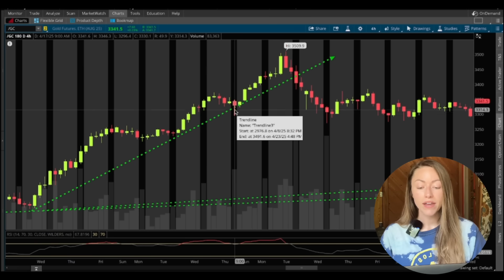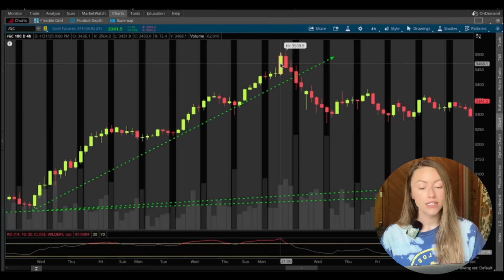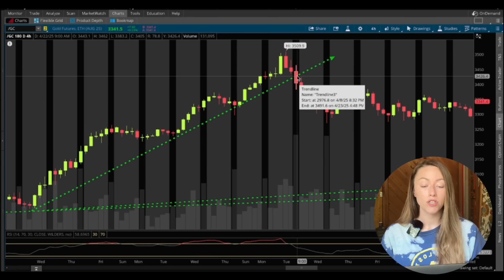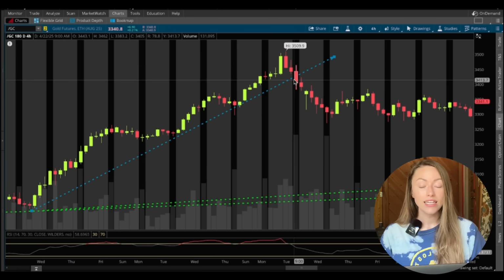So this would have been a fake out on a downtrend break, and now we're continuing higher, but this candle finally closed below this uptrend, signaling that we are now in a downtrend, aka a good point to look to go short.